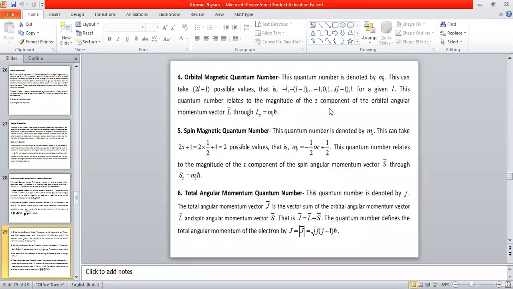The fourth quantum number that comes into the picture is what we call the orbital magnetic quantum number. Sometimes it is called the orbital magnetic quantum number, and it can also be written as the magnetic orbital quantum number. Exchanging orbital and magnetic also happens. We can write orbital magnetic quantum number or magnetic orbital quantum number. Okay, we'll come back to that later. This orbital magnetic quantum number is denoted by m subscript L.